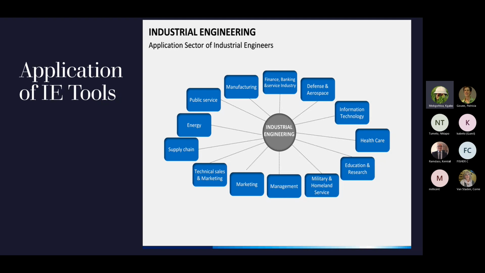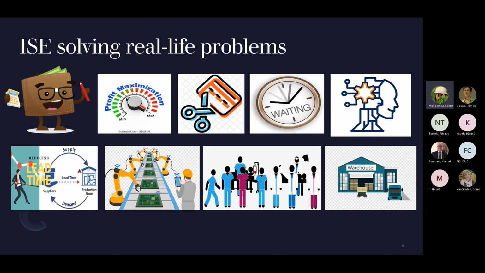We see what is happening there in Ukraine and Russia. War is not a good thing. Marketing, sales, supply chain, and all those applications. ISE, which is industrial and systems engineering, solving real life problems.